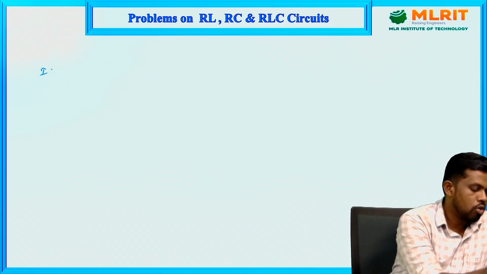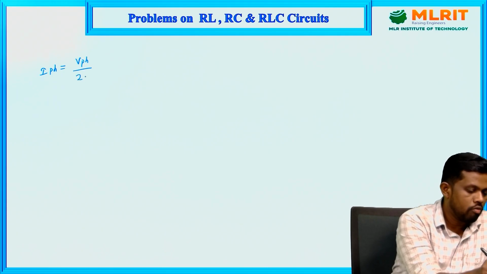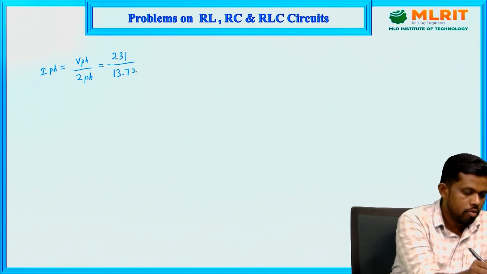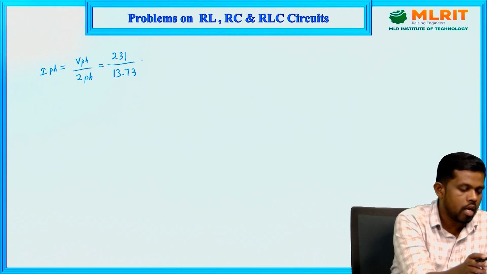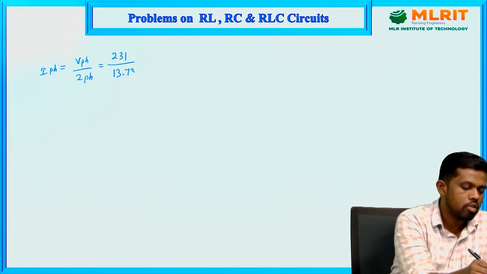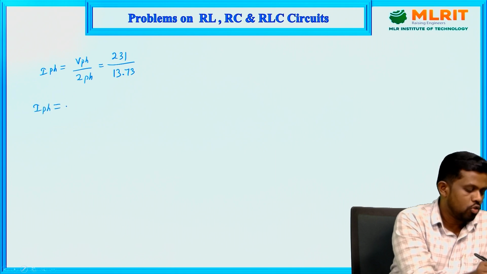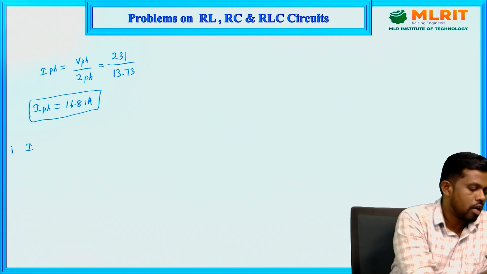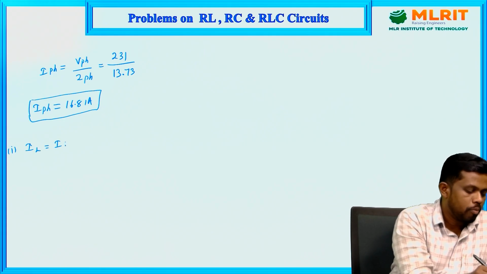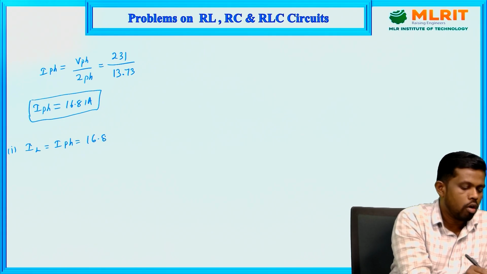I phase equals V phase upon Z phase, which means 231 divided by 13.738. So the current per phase in each and every phase is 16.81 ampere. In a star connected balanced network, the line and phase currents are equal, that is IL equals I phase equals 16.81 ampere. So this is the end of the first question.